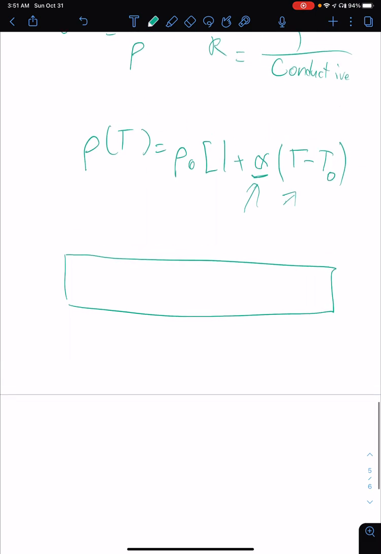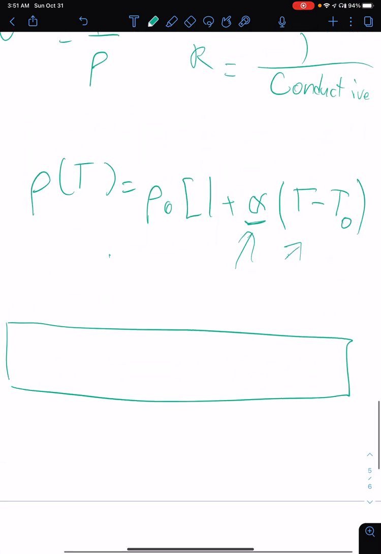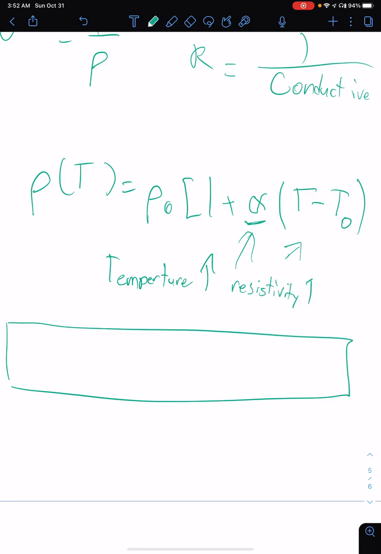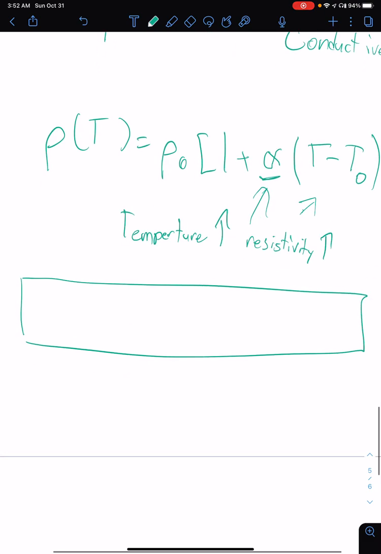But all you really have to know is: temperature goes up, resistivity goes up, and vice versa.